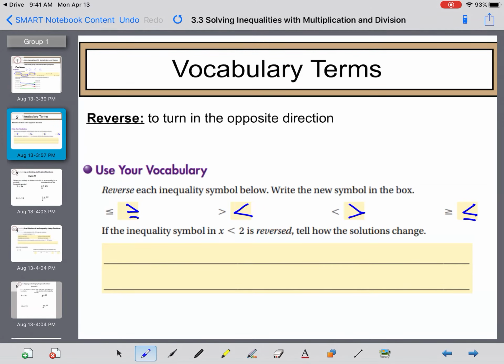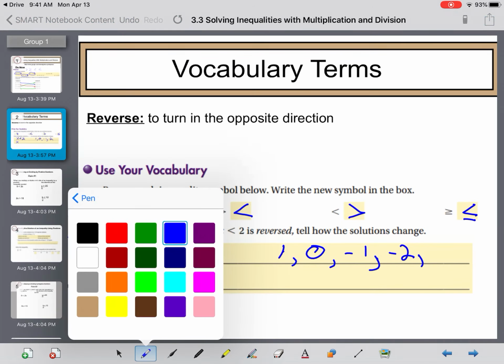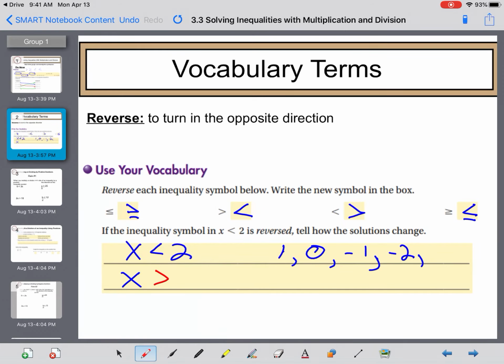If the inequality symbol in x is less than 2 is reversed, tell how the solution changes. Well, currently it says x is less than 2, which means numbers like 1, 0, -1, -2, and so on. But if we reverse it and turn this into x is now greater than 2, then the solution changes to numbers like 3, 4, 5, 6, and so on.